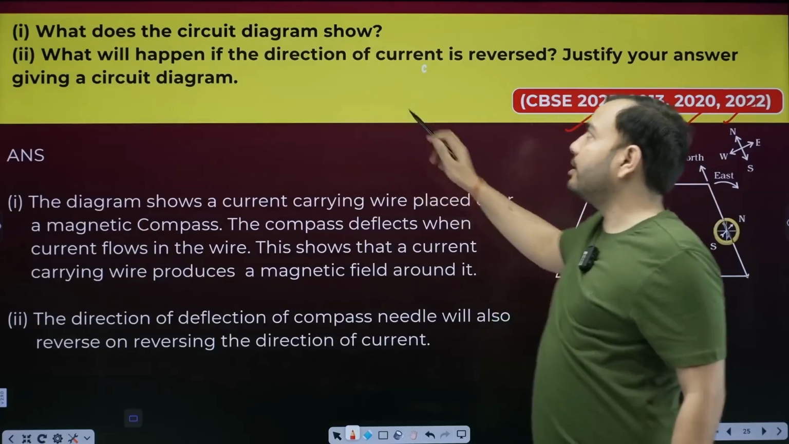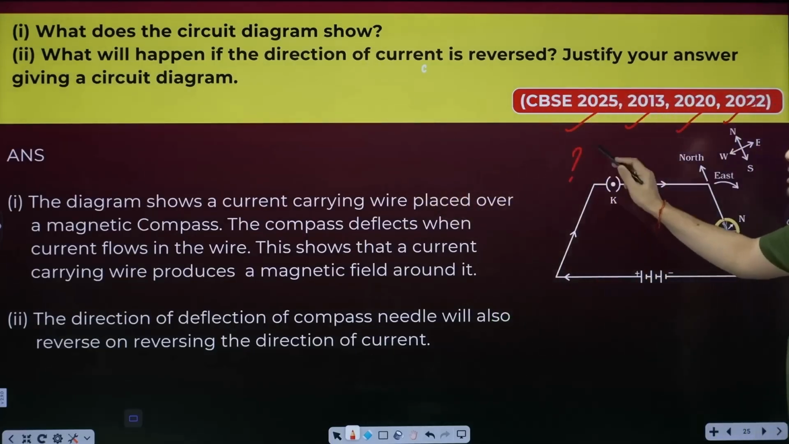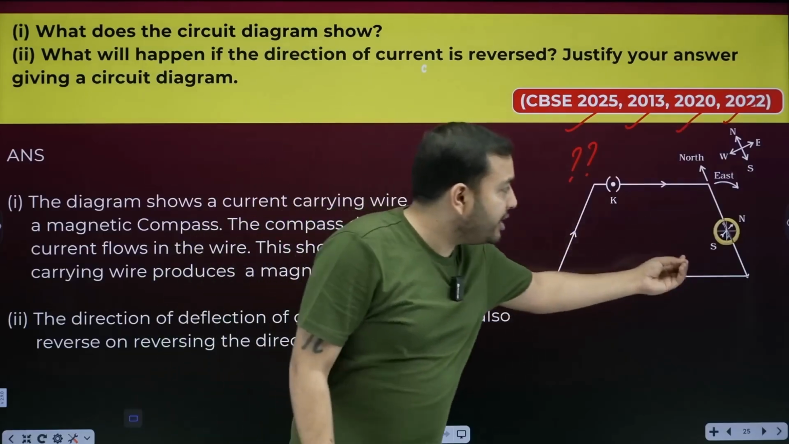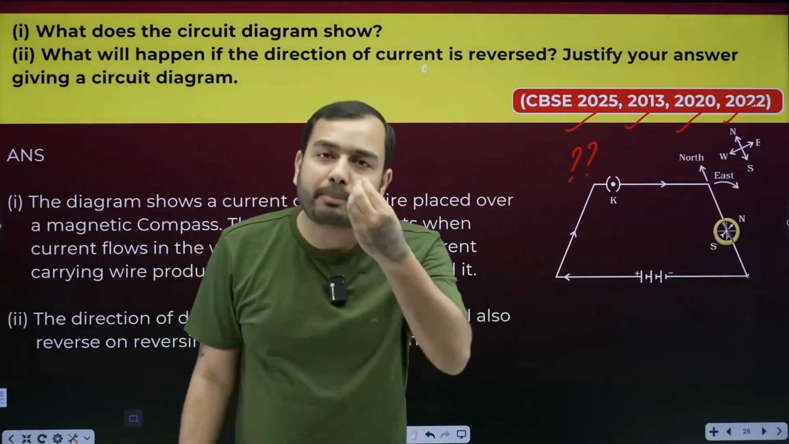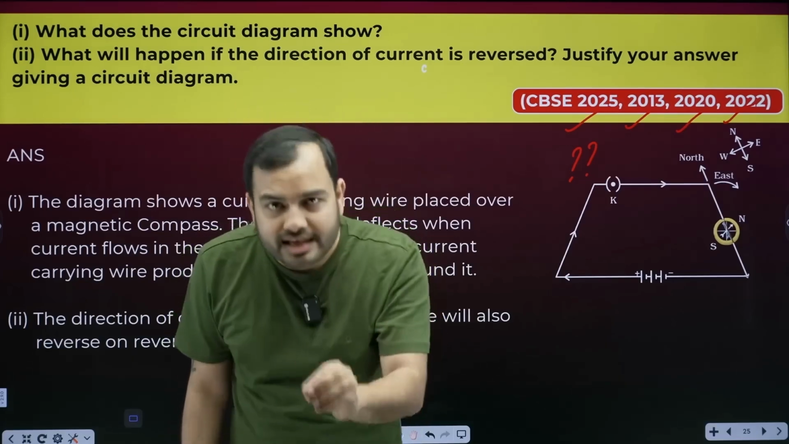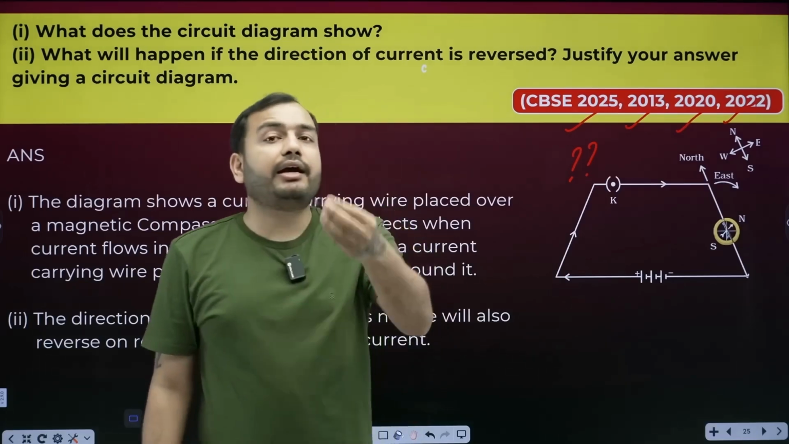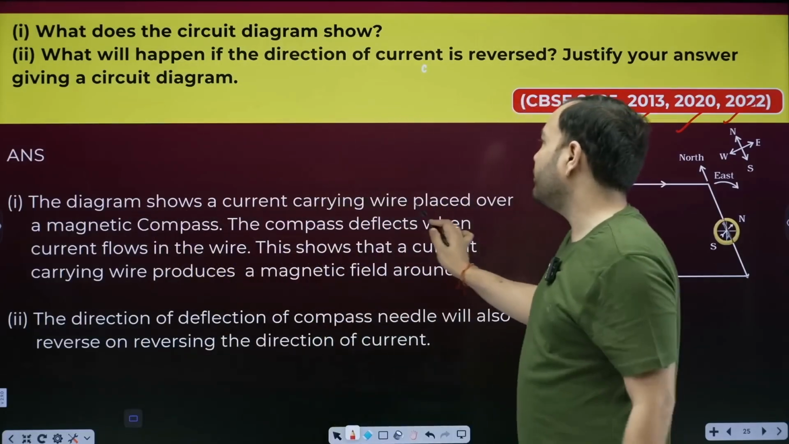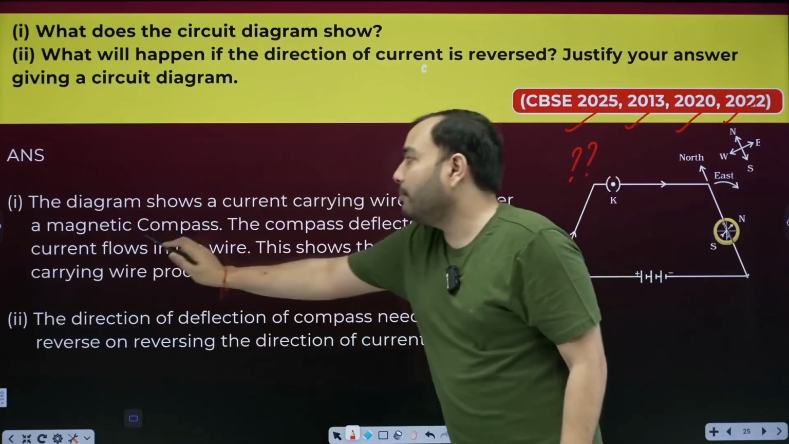What does the circuit diagram show? What is the circuit diagram showing you? This circuit diagram shows us that when a current carrying wire is placed over a magnetic compass, the magnetic compass shows deflection. This happens because the current carrying wire produces a magnetic field. This is written: this diagram shows a current carrying wire placed over a magnetic compass.